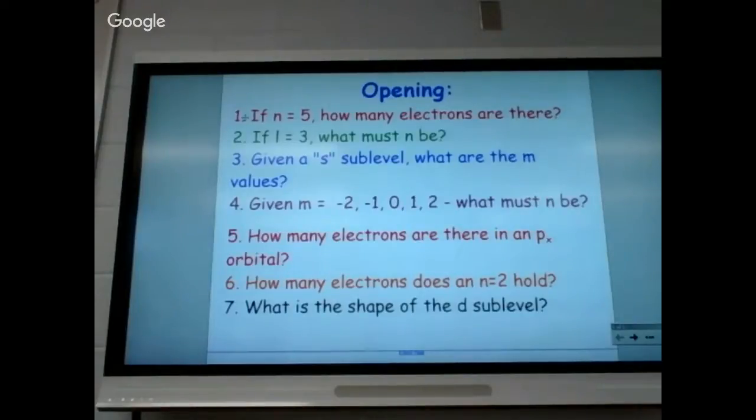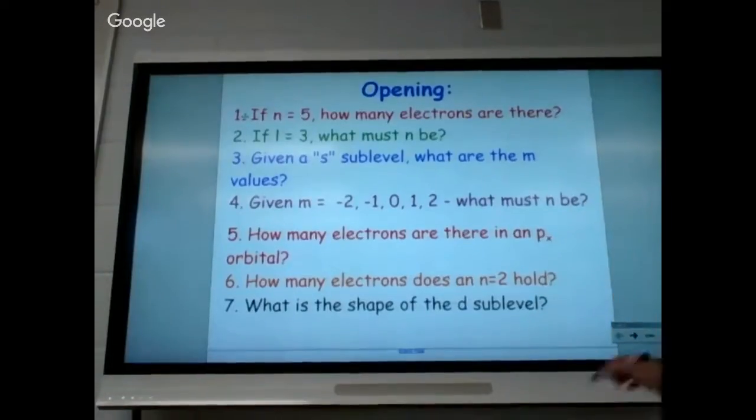All right, in the opening, let's look at what we came up with. In question 1, if n equals 5, how many electrons are there? How do you get that? What are the ways we can do that? I got 2n squared, and I got add up the electrons in the orbitals, or you could have said sublevels. If we use 2n squared, 5 squared is 25 times 2 is 50. That's the short way. Or you can add up the sublevels with the orbitals.